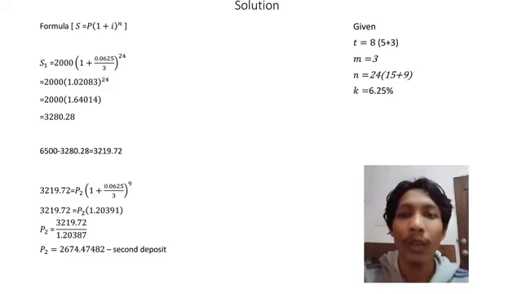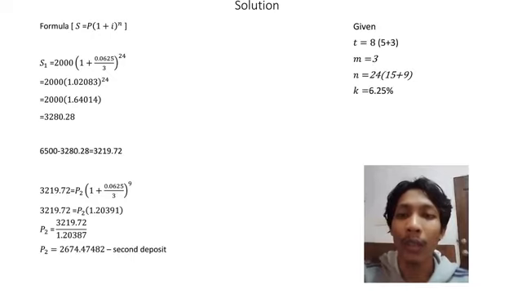To find the missing second deposit, P2, we push all her money to year 8. Her first deposit of 2,000 ringgit sits in the account for the full 8 years, which is 24 total periods. Multiplying by our growth factor of 1.64014, this initial money grows to 3,280 ringgit and 28 cents.